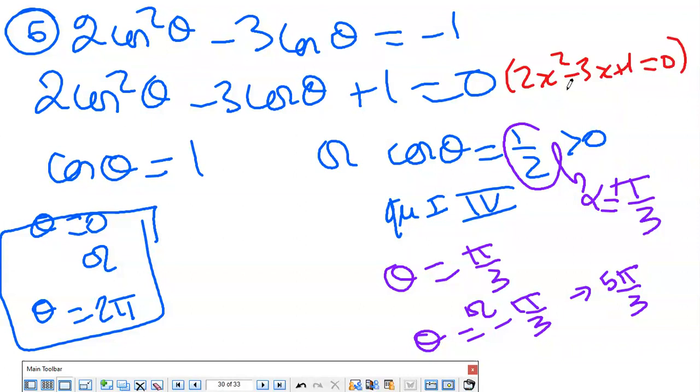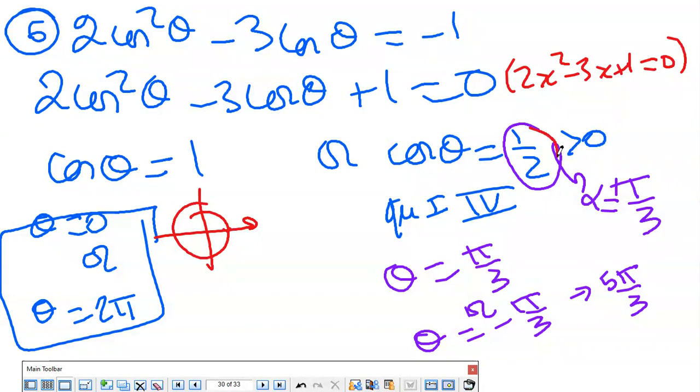So I can do it on the calculator. I can do delta, or also a plus b plus c. So the first solution is 1 and the second one is half. But it's not x is equal to 1; it's cosine theta is 1 or cosine theta is equal to half. Cosine theta is 1. We know that when cosine theta is 1, it means it's on this part. So I can either say the angle is 0 or 2 pi.